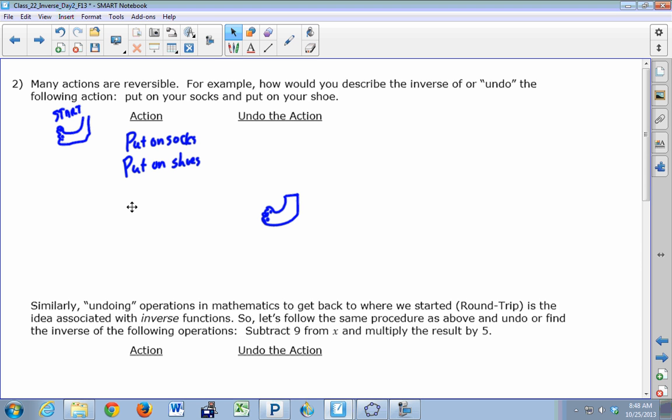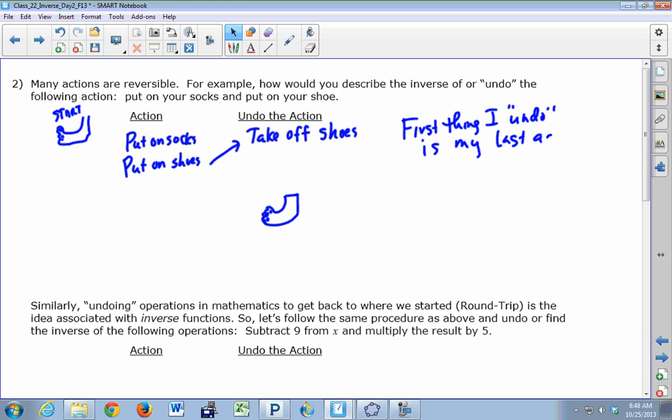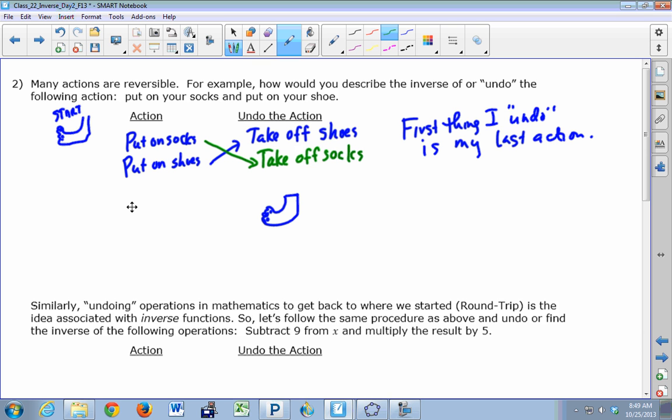Right, I take off my shoes. So let's now take a look at this. The first thing I undo is the last thing I did. Whatever my last action was is the first thing I undo. So I put on my shoes, so the first thing I have to do is take off my shoes, and then the first thing I did was to put on socks, and now I do the inverse of that, which is to take off my socks. And now I'm back to my original state.